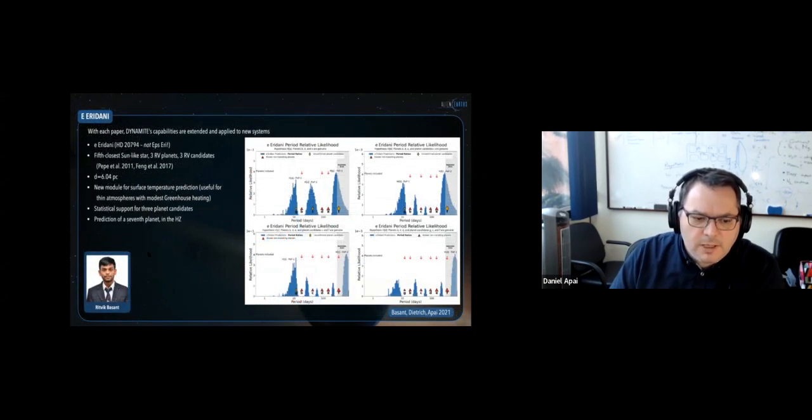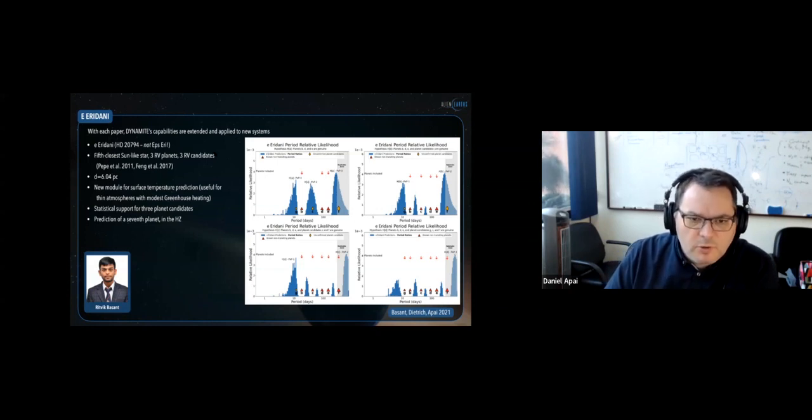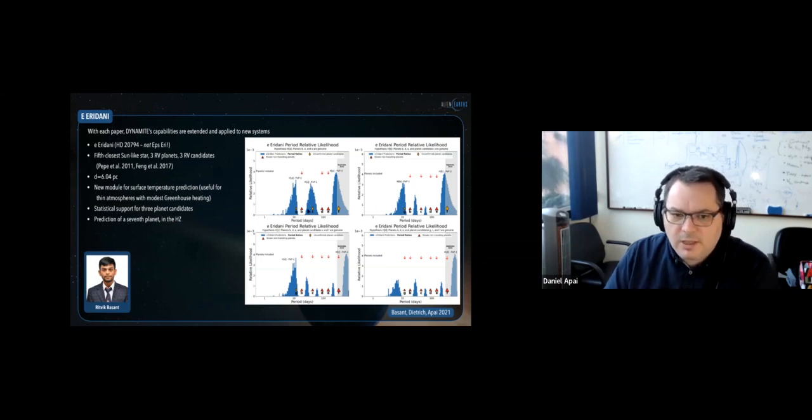I will mention Ritwik Basant's paper that is using the Dynamite framework, but he added a temperature assessment prediction module too, and we applied this to Epsilon Eridani, which is the 5th closest sun-like star with 3 RV planets and 3 RV candidates.